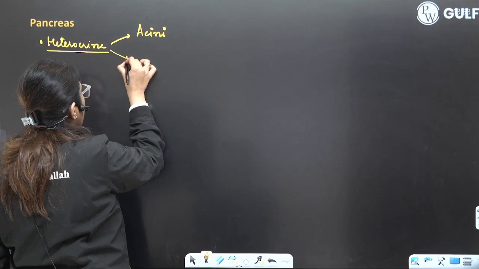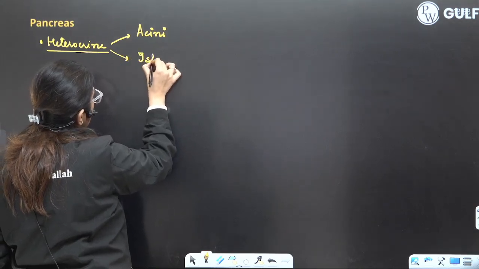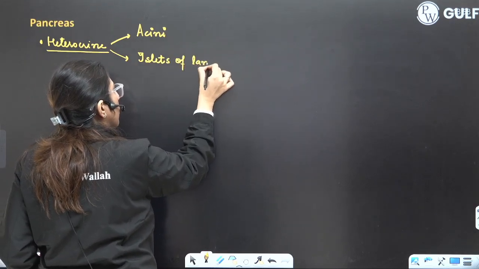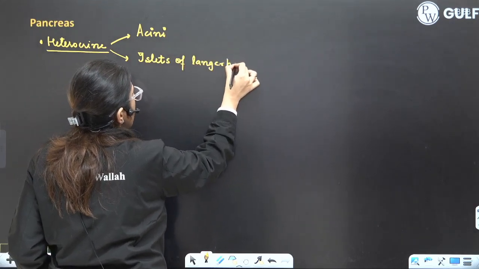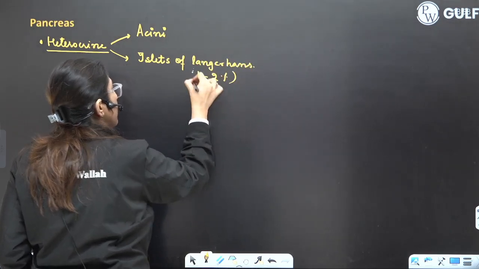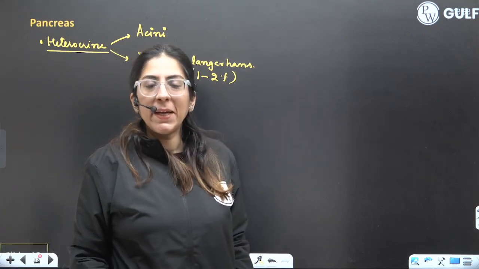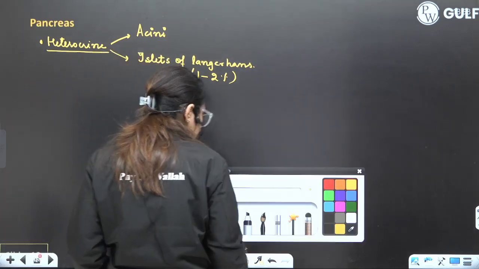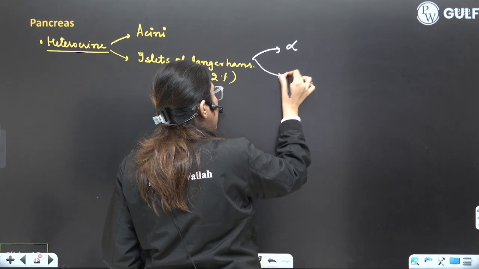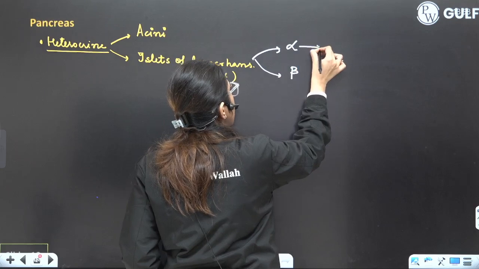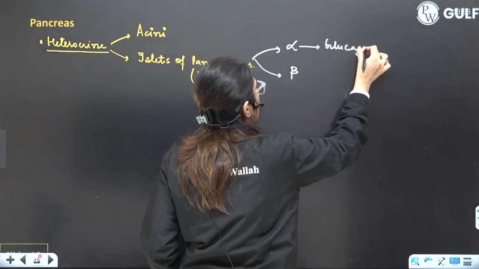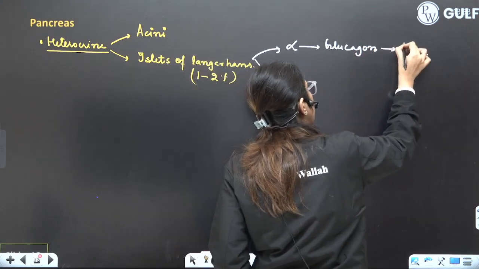Whereas we have the islets of Langerhans. Islets of Langerhans are just 1 to 2% as given in NCERT, very less. But still their number is in millions. It has two types of cells, though we know three types of cells are there, but we'll only talk about the ones in the NCERT, alpha and beta cells. Alpha cells of islets of Langerhans secrete glucagon, which increases the blood glucose level.